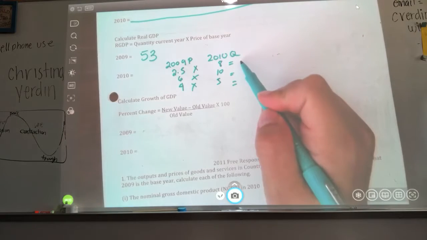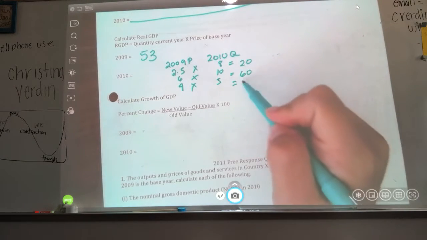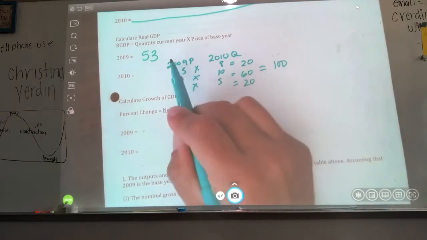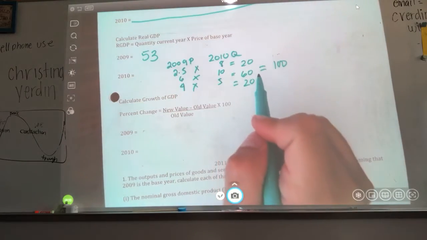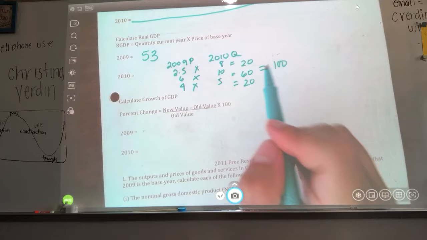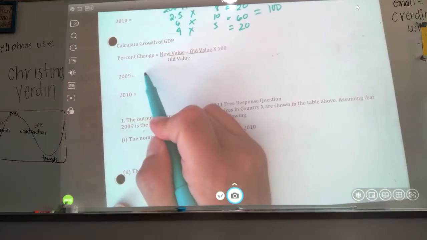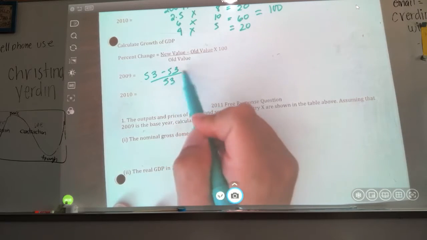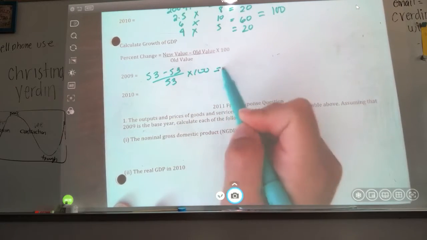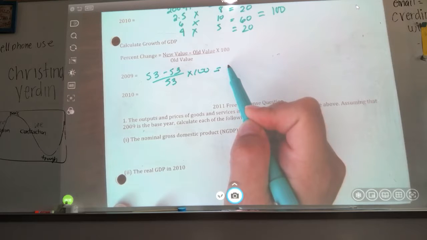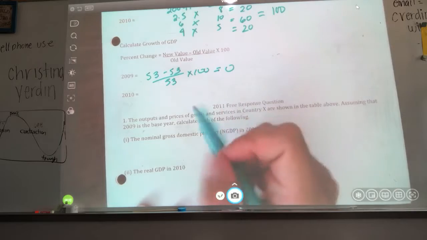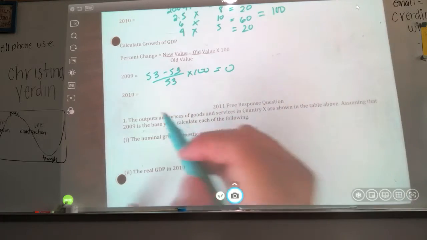What did y'all get? 20, 60, 20, which is equal to 100. Was there an increase? Yes. Okay. So let's calculate the growth. Well, this one's going to be easy, right? 53 minus 53 over 53 times 100, that gives me what? Zero. Is there any growth? No. Okay, zero growth.